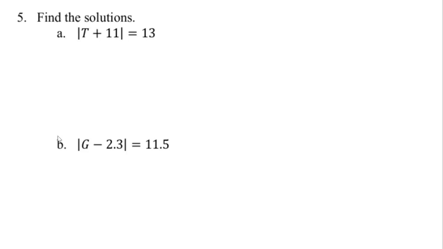So here we have absolute value equations. I have to make sure I get the absolute value by itself, which in this case it is. And because it's by itself, I can now have two cases. Case 1, I have t plus 11 equals 13. And then I have t plus 11 equals a negative 13. So that's going to be the second case.